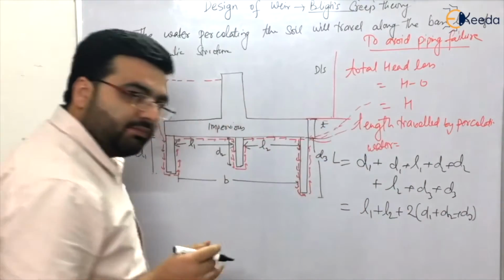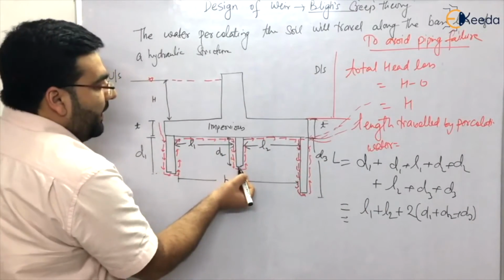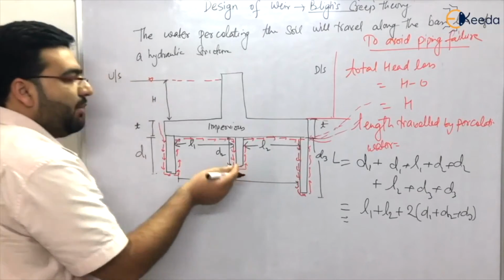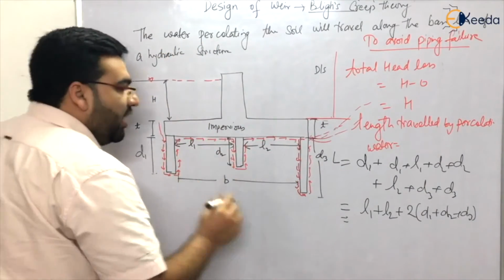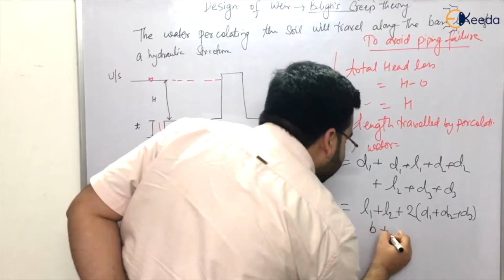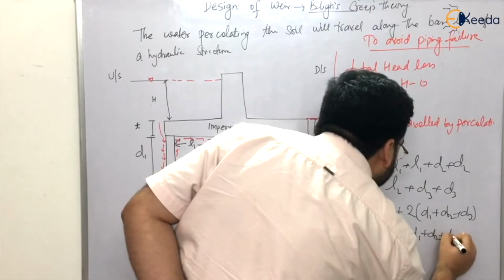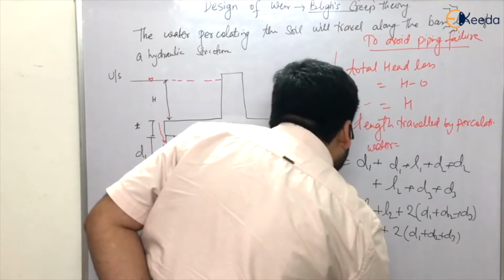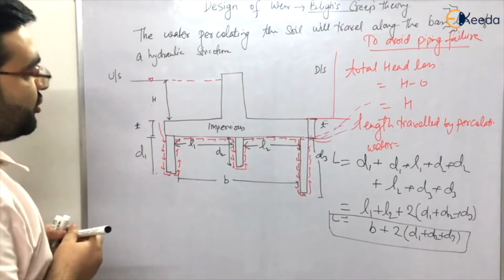Is it correct? Okay. Now, what is this L1 plus L2? If I neglect the thickness of the sheet pile, because it's a sheet of very small thickness, right? So L1 plus L2 will be equal to B, or can I write it like this: B plus 2 times of D1 plus D2 plus D3. This is the total length traveled by water inside the soil, right?